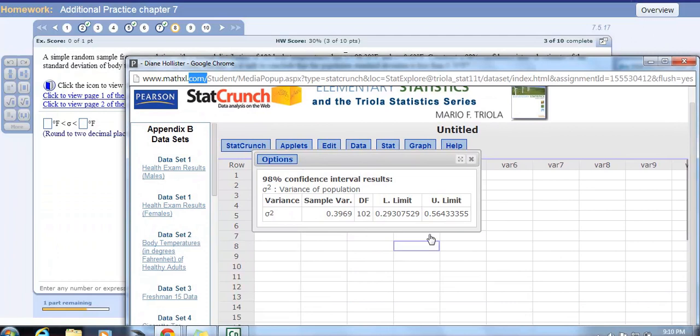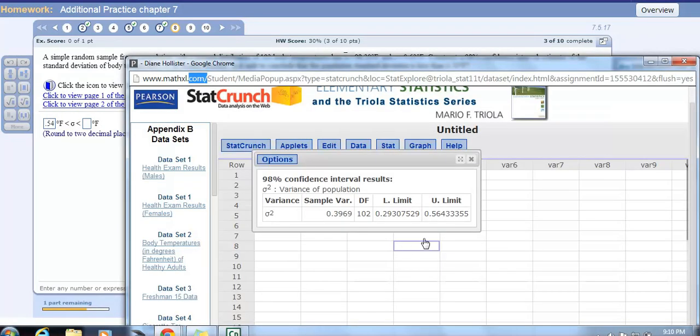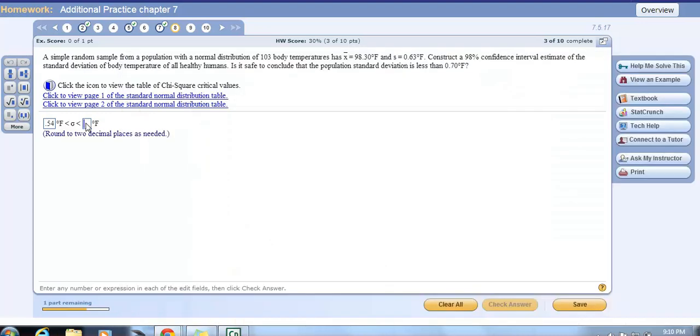So we're going to take the square root of 0.29307529 and get about 0.54. Okay, and our other one, the square root of 0.5643355, we get 0.75.